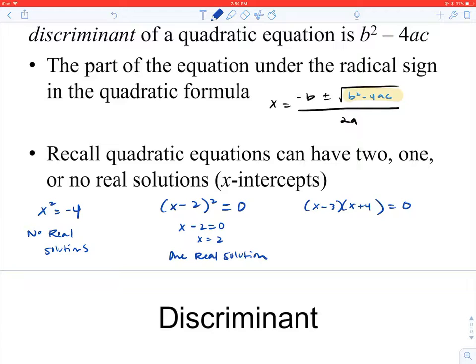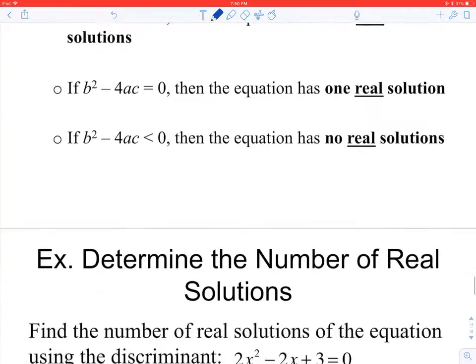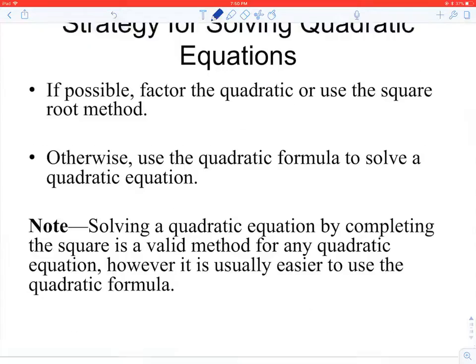And then if we had something like this and used the zero product property, we would end up with x equals 3 or x equals negative 4. So you can see that there are 2 real solutions, 2 distinct real solutions, 2 separate values.